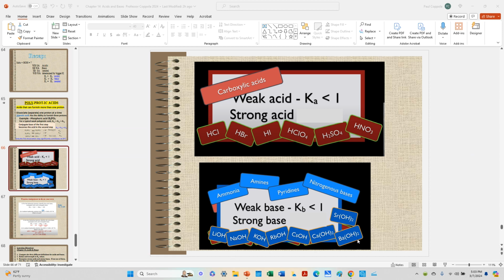These again are the strong bases you have to memorize, and if it's not one of these, it's a weak base. And if it's a weak base, then that involves equilibrium. And again, the K, the equilibrium constant for the base, will be small.